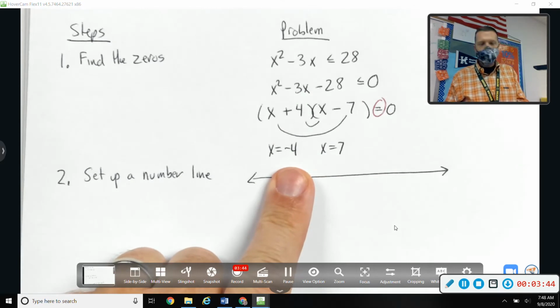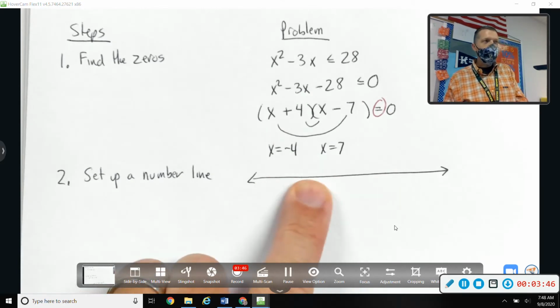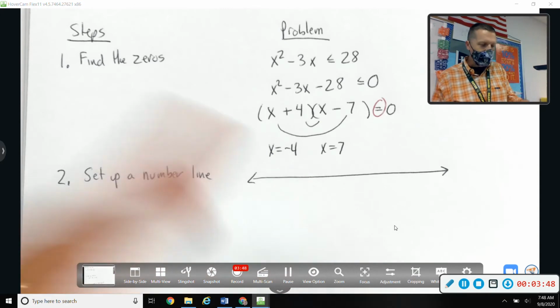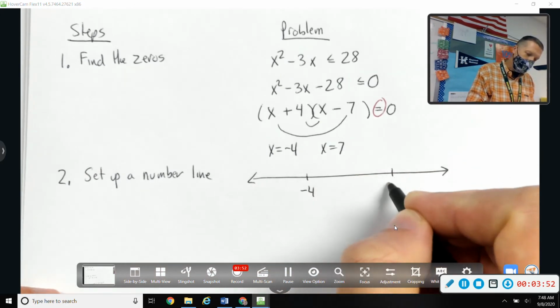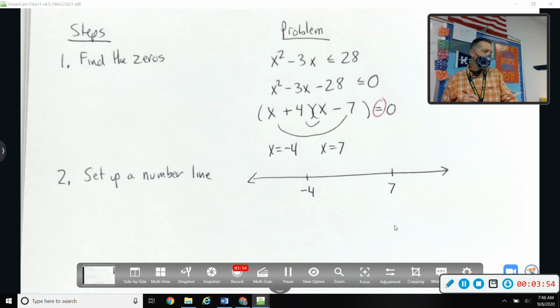That's fine. You do got to make sure they're in the right place, right? If it's negative, it's over on the left. So negative 4 would have to be over here. 7 would be over there.